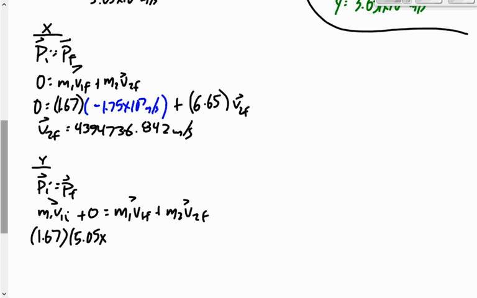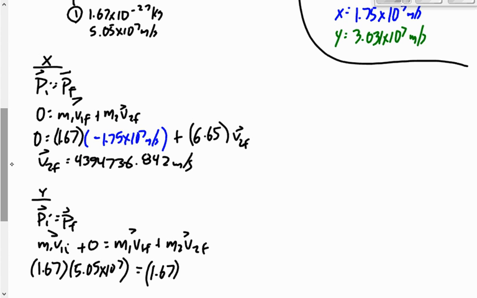5.05 times 10 to the 7 is my initial velocity of the proton on the y-axis. The proton again. The y component of the final velocity of the proton is my green one here, which is 3.031 times 10 to the 7 meters per second, plus the alpha particle times V2F.